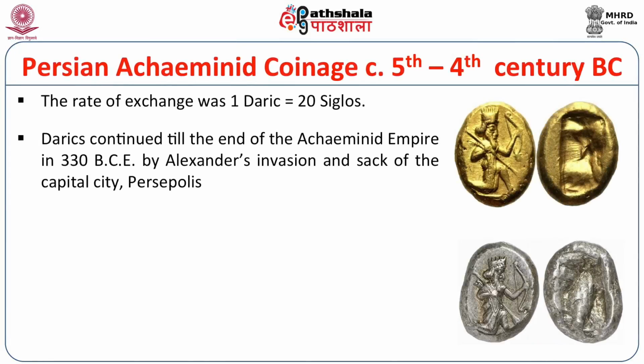And later, as we all know, there was a great coinage called the Parthian coinage. But the Parthian coinage was largely inspired by the Greek paradigm rather than this tradition of the Persians. The darics continued in circulation till the end of the Achaemenid Empire, which happened in 330 BC with the invasion of Alexander and the sack of the capital Persepolis.